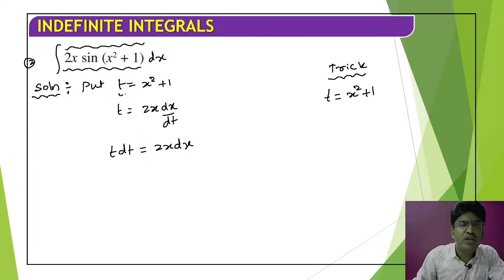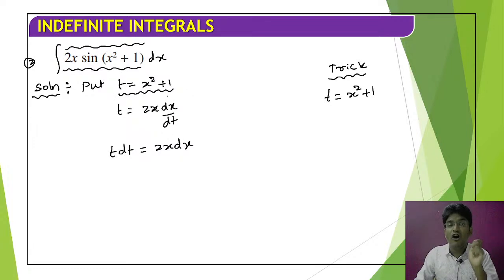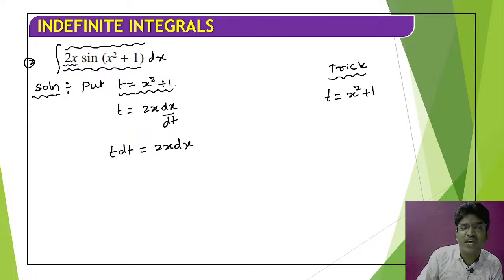So why did I put t equal to x square plus 1? Because if I differentiate this, I will get 2x, which is already present in the problem. That is the trick for doing the substitution. That is one small trick that you can use, and using it you can easily identify what to substitute.